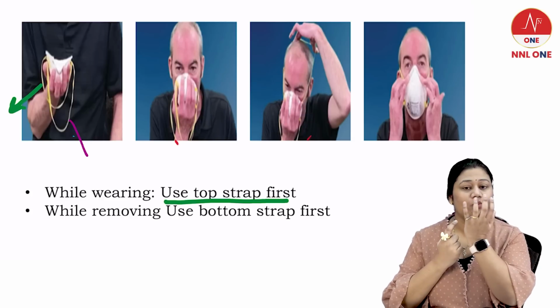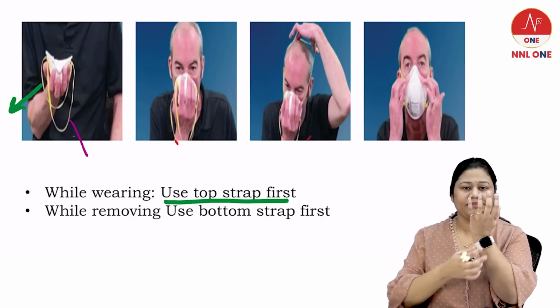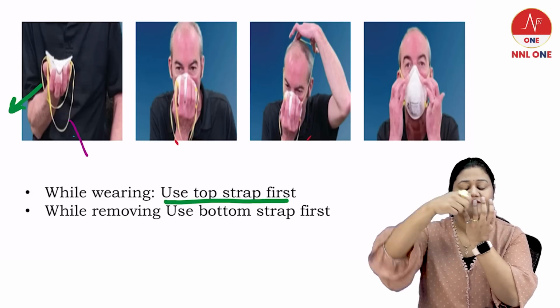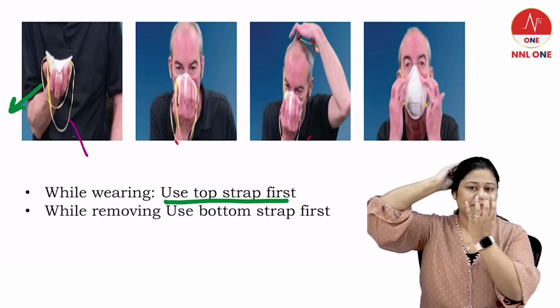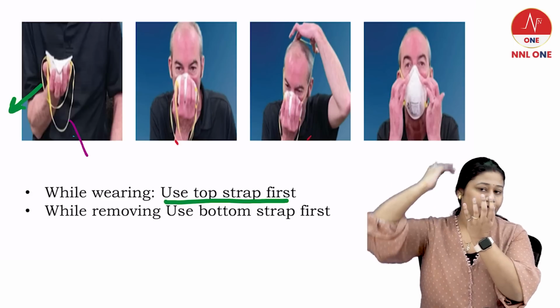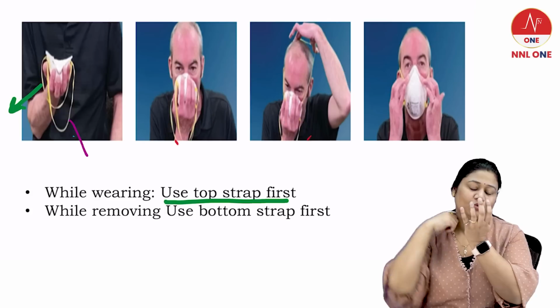This is the way you will hold the respirator. The respirator has two straps, the top one and the bottom one. First, while wearing, I will use the top strap. I will take it behind my ear to the crown area, not go beyond the neck. I will not take the top strap to my neck area.